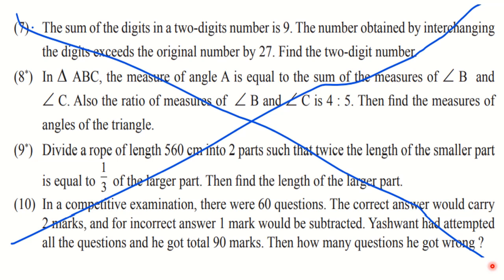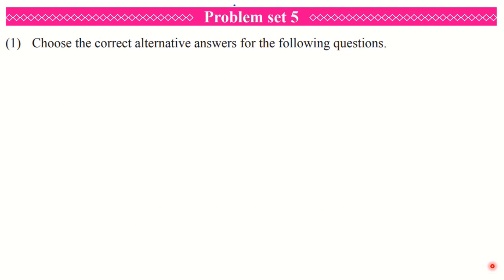Here now we are starting with problem set. So let's start with problem set 5. You know that in problem set always the first question is based on MCQs, because in your paper pattern also the very first question, question number 1A, is MCQs only. So let us discuss the MCQs. From problem set 1, question number 1, choose the correct alternative answers for the following questions.